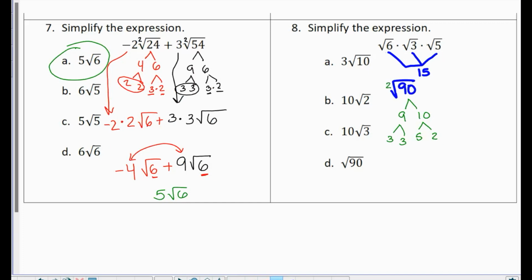Remember, my index is 2. I need 2 of the same number. I've got 3 and 3, so that's going to go on the outside. And I'm left with 5 times 2 on the inside, which gives me 3 square root of 10. And that is going to be A. And that is all for our Module 7 test review.